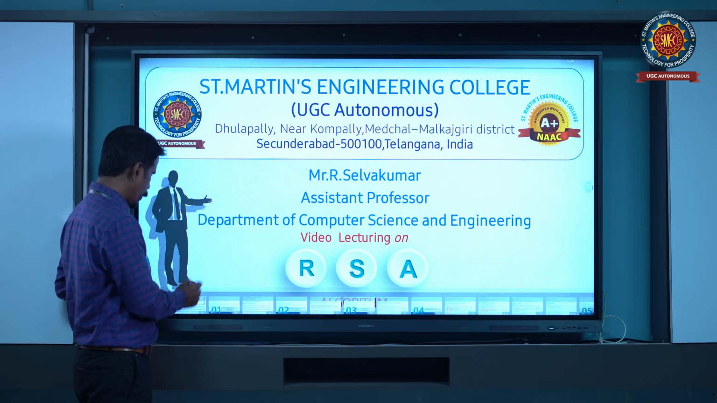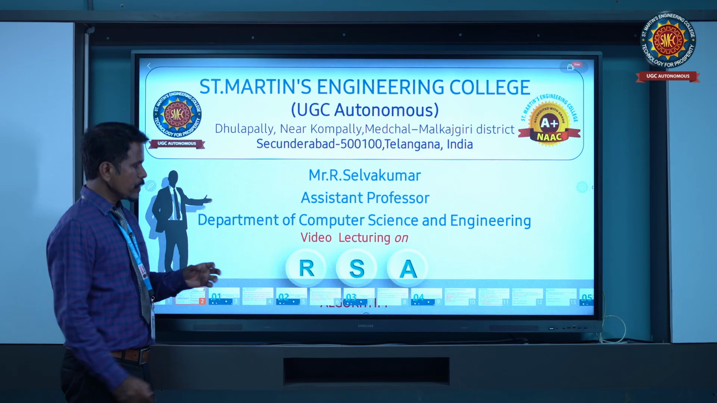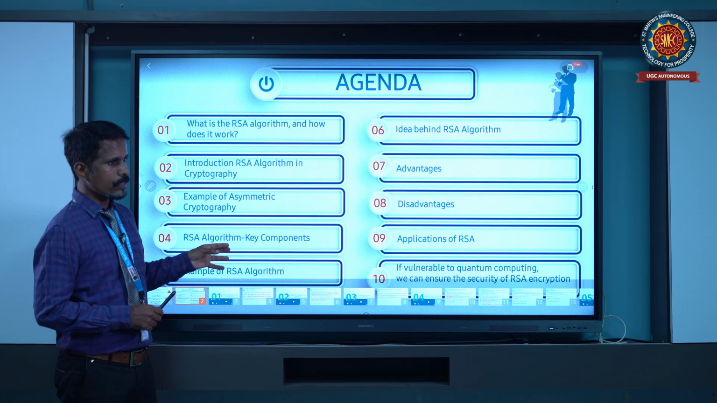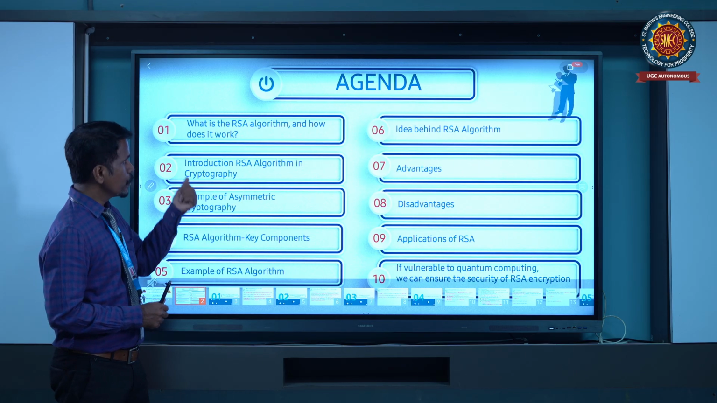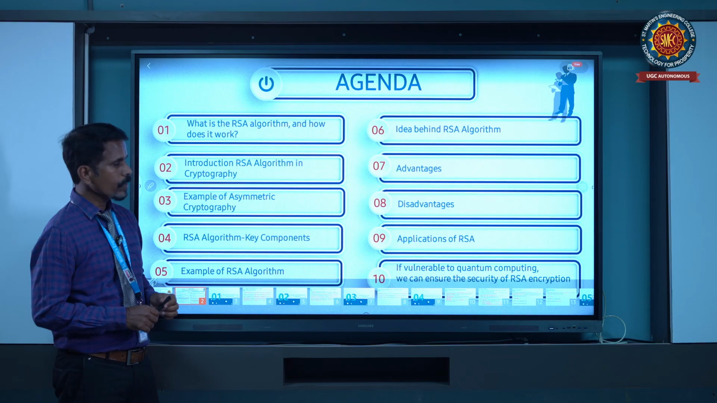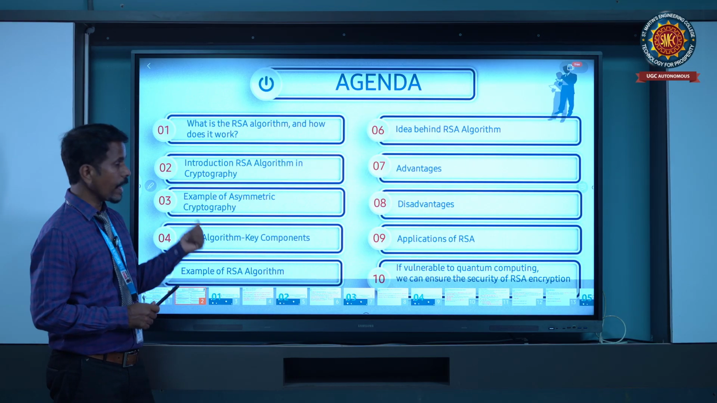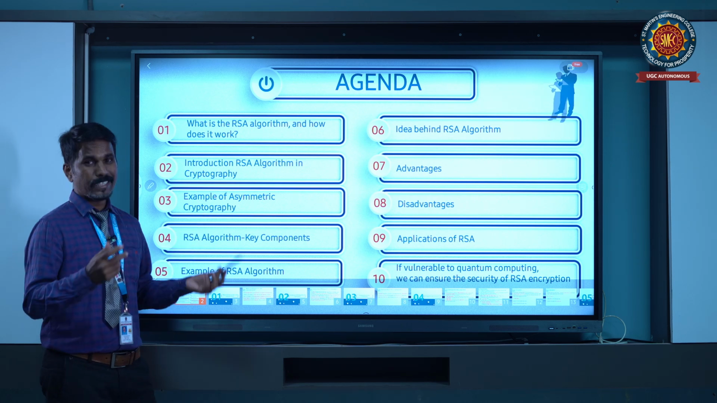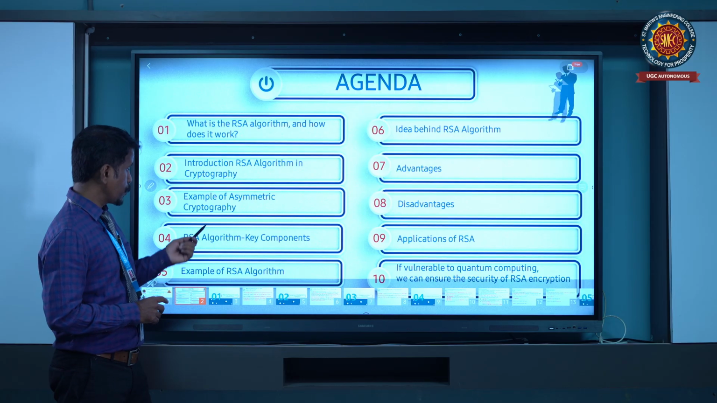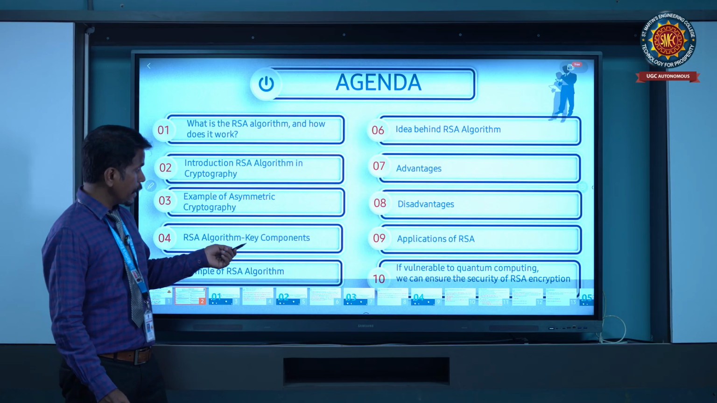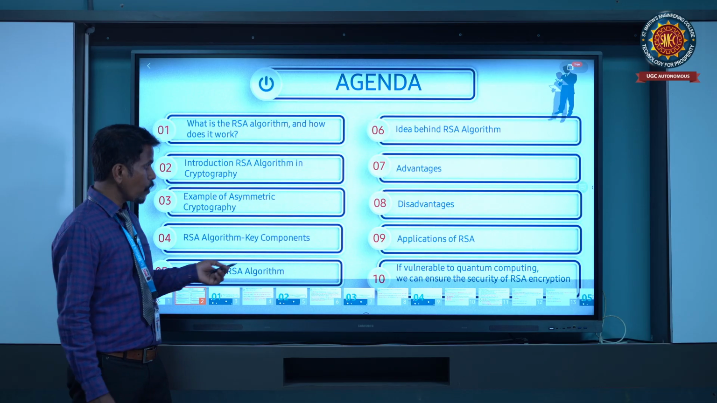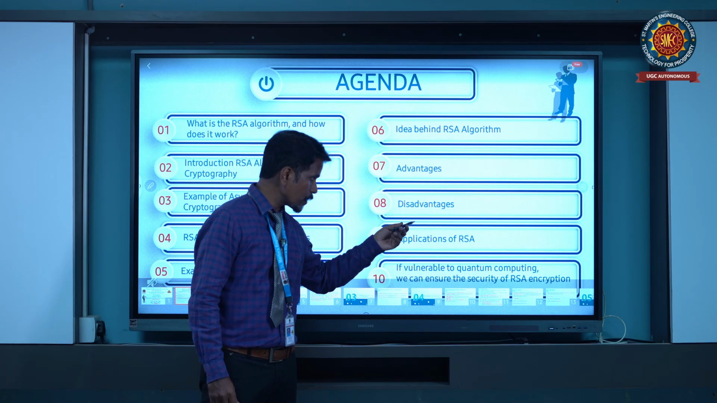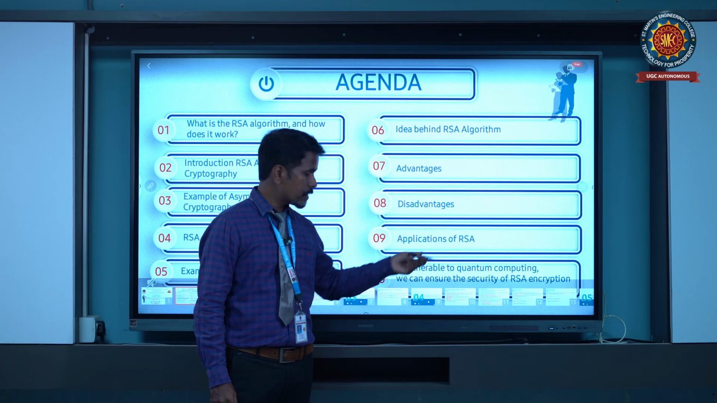Here I am going to start the RSA algorithm. First, we have to see the introduction part. These are the topics I am going to explain one by one. The first one: what is the RSA algorithm and how it works. Second: introduction to the RSA algorithm in cryptography. Third: examples of asymmetric cryptography, then RSA algorithm key components. Next: an example of the RSA algorithm, the idea behind the RSA algorithm, advantages, disadvantages, and applications of the RSA algorithm.